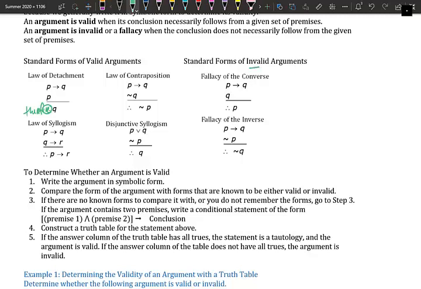And now we have invalid arguments, which are also known as fallacies. The fallacy of the converse: if you're an English buff, you might already know what that means, but not in the sense of symbols. The fallacy of the converse is P if then Q, Q, therefore P. The fallacy of the inverse is P if then Q, negation P, therefore negation Q.